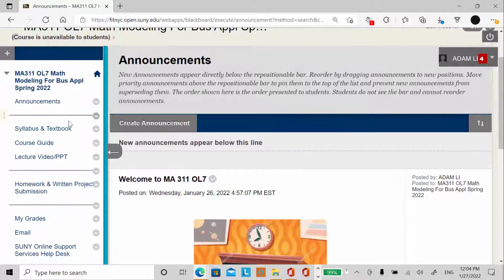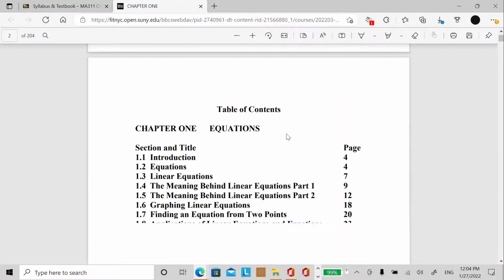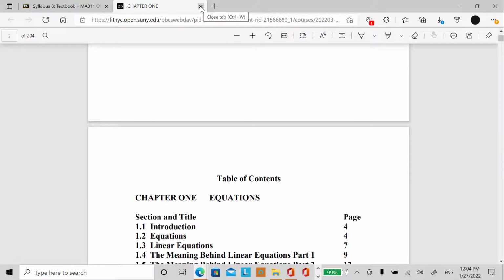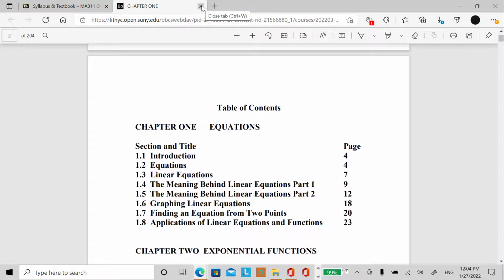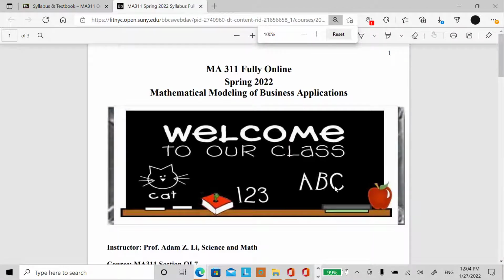Also, we click on Syllabus and Textbook. The textbook is written by one of my colleagues, so you don't have to pay for the textbook. The PDF file of the textbook is attached, so you can look into that. And in terms of the syllabus, let's go over the syllabus really quickly.